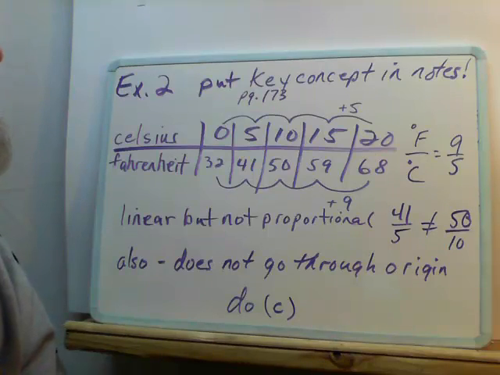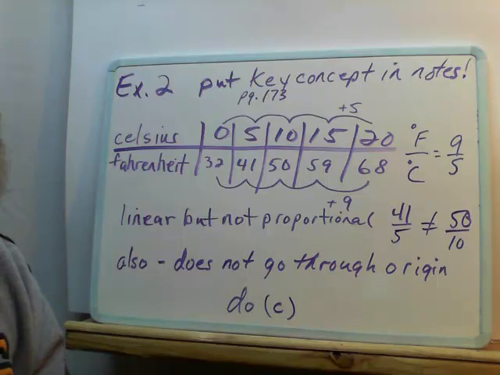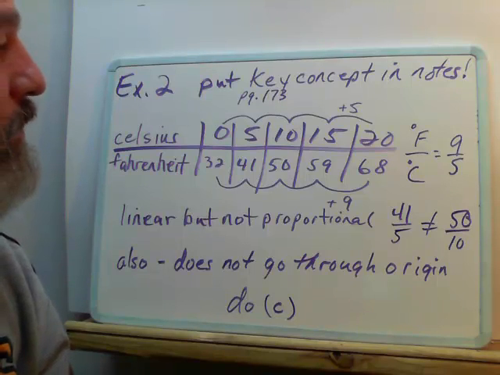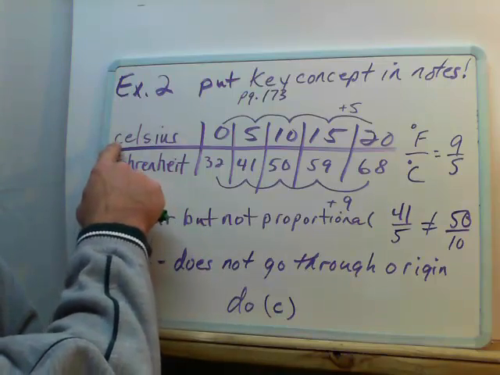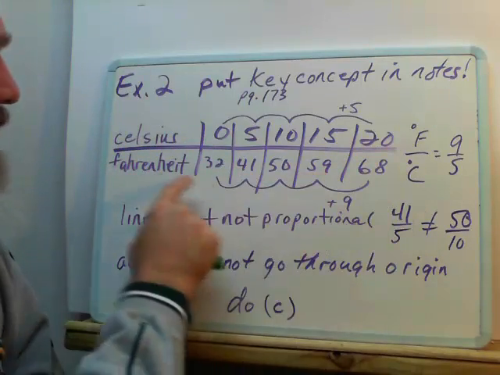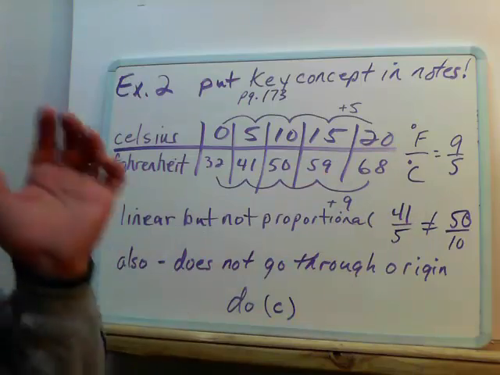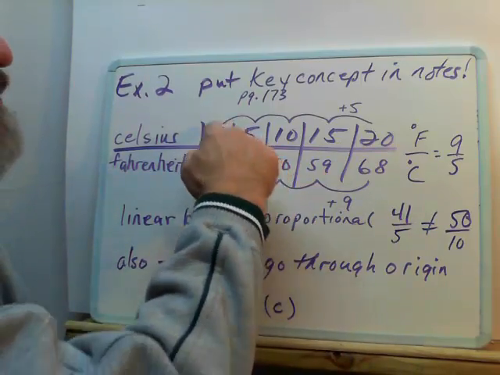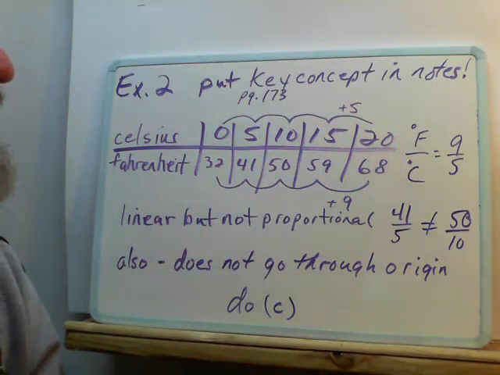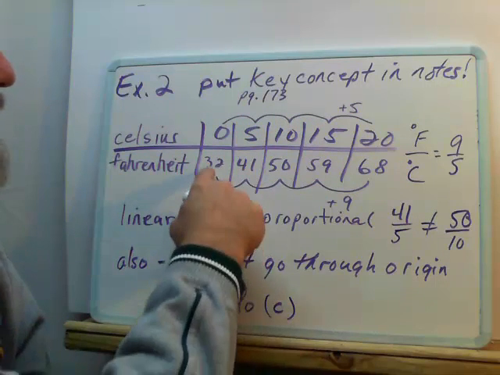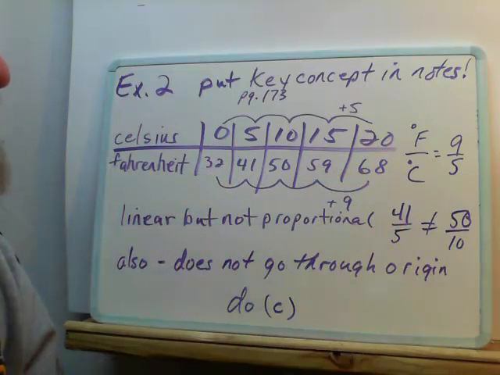Example number 2. Don't forget, first of all, to put the key concept on page 173 in your notes. It should probably go on your gold sheet right from the start. Okay, in this table we're doing the same thing. We have Celsius degrees on top and Fahrenheit degrees on the bottom. And I didn't put each individual one, but I checked them all, and they are all plus 5 for that column, and for this one it is all plus 9.